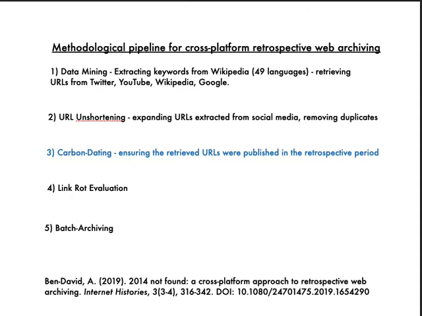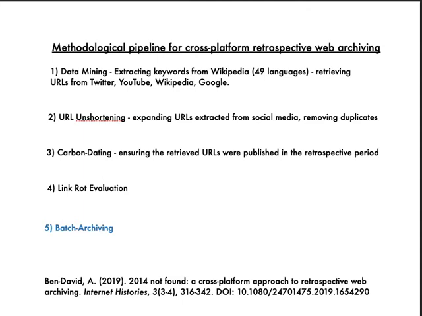Thirdly, the publication date of the retrieved URLs has to be carbon dated in order to confirm that the retrieved URLs have indeed been published in the retrospective period. For this, we use Carbondate API, which was developed by the Web Science and Digital Libraries Lab at the Old Dominion University. We also perform link rot evaluation in order to determine the extent to which the retrieved URLs survive the test of time. And finally, we batch archive the retrospective URLs. Depending on whether you're a researcher or an archiving institution, this can be in form of a special collection or simply batch archiving the retrospective URLs that survive link rot to the Wayback Machine.